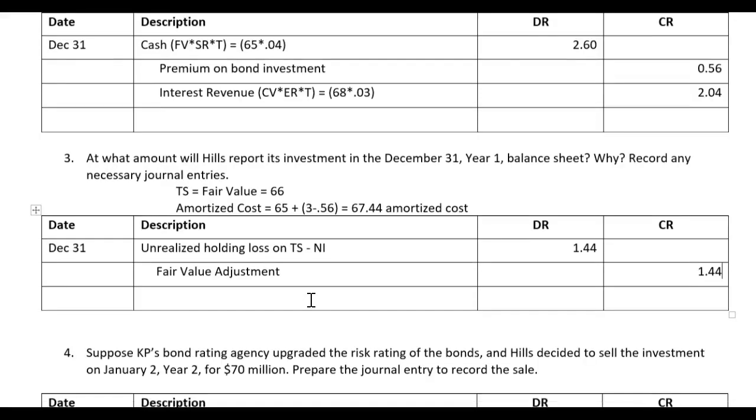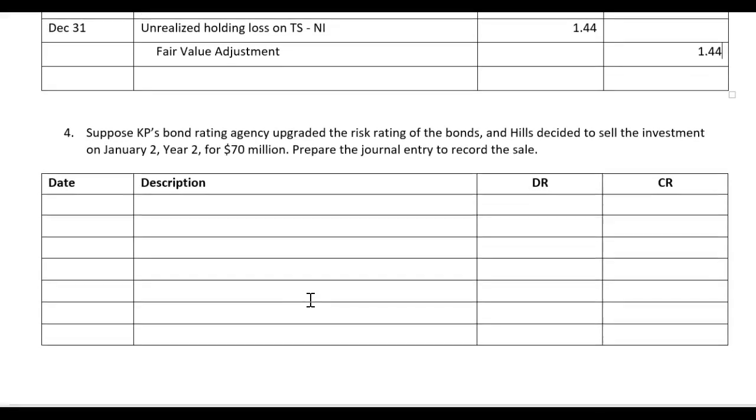All right. Now, suppose KP's bond rating agency upgraded the risk rating of the bonds, and Hills decides to sell the investment for $70 million. In other words, we had a nice little bump up in our actual ratings, so our value went up, which probably means the market rate went down a little bit. But anyway, on January 2nd, how would we go about recording the sale?